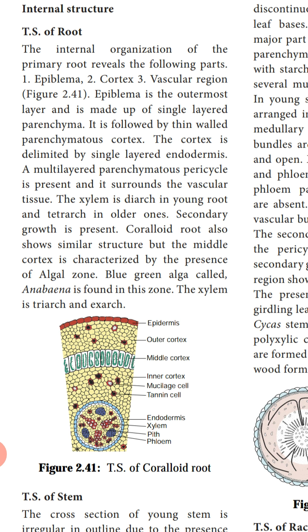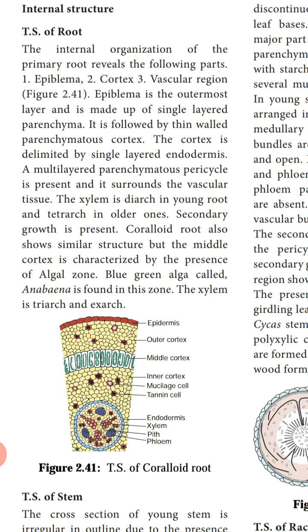Next, secondary growth is present. Coralloid root. Now what we have studied is the structure of the normal root. If it is a coralloid root, as we have studied, the blue-green algae are found in it. Where are they found? They are found in the cortex region. So the coralloid root also shows a similar structure, but the middle cortex is characterized by the presence of an algal zone.